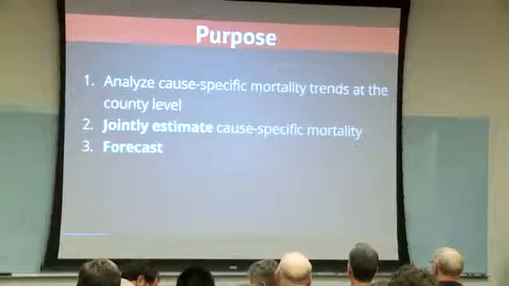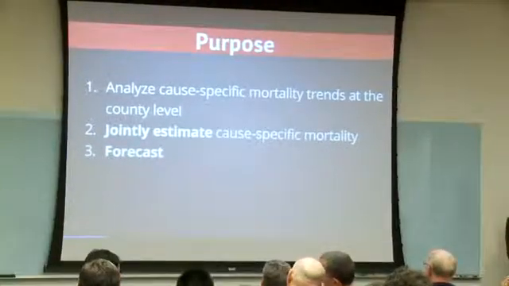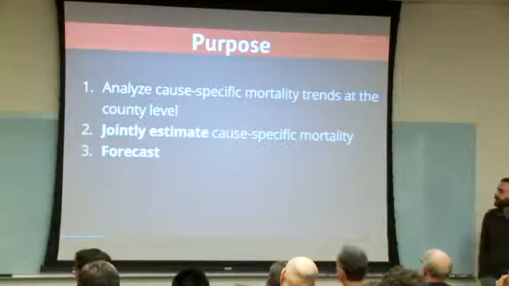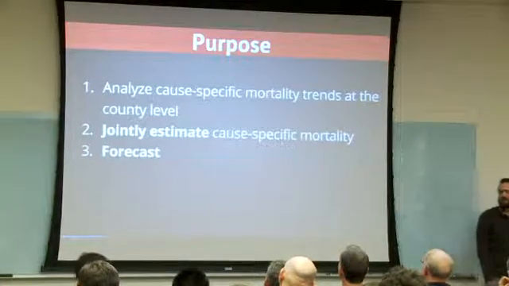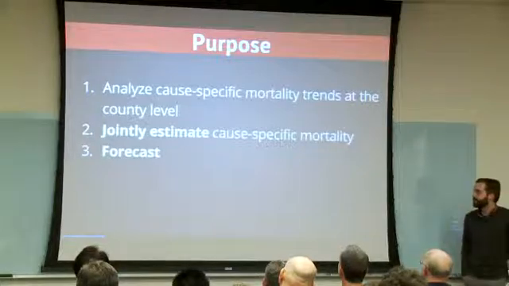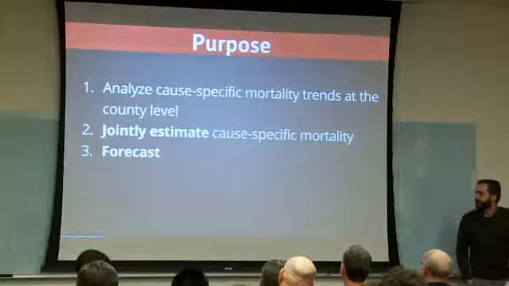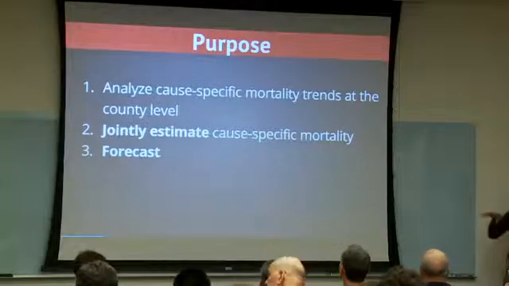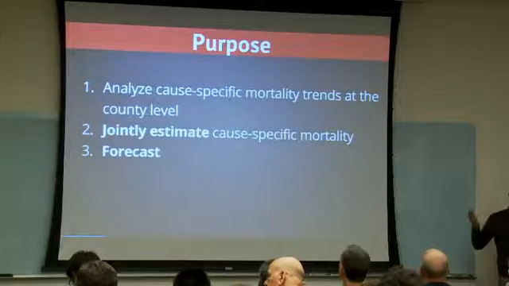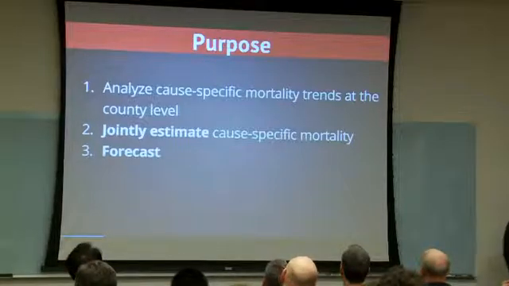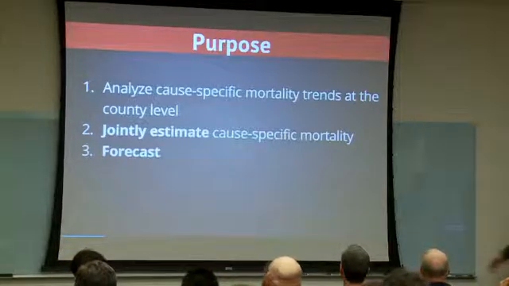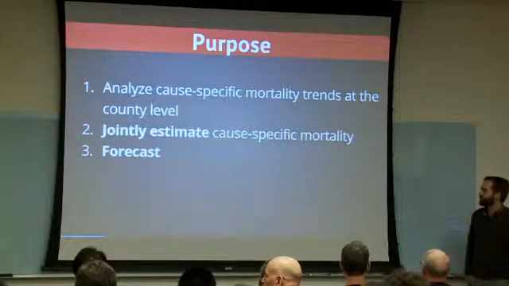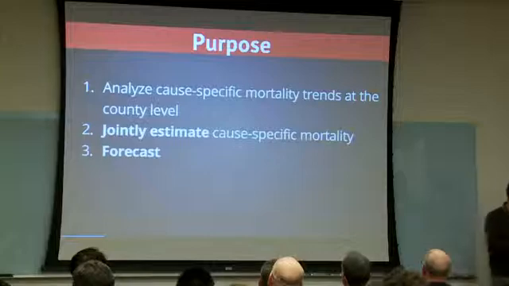So my goal for my dissertation is to analyze cause-specific mortality trends at the US county level, and not just to estimate one particular cause, but to jointly estimate the cause-specific mortality. So instead of doing separate models for each cause of death, just having one big model that does all of them at once. And in addition, not just do retrospective estimation, but also to forecast forward into the future.